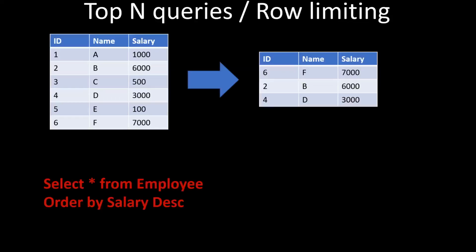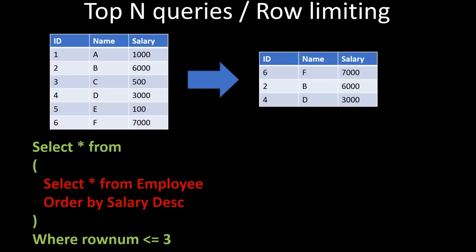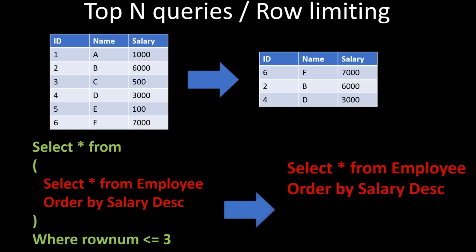The salary records are sorted in descending order. So we want only 3 records. By using ROWNUM, we can achieve this. So by using 2 queries, we need to achieve it before 12c. Now we'll see how it can be simplified by using the 12c feature. So we have sorted the results and we want only 3 records. By using fetch first 3 rows only, we can achieve this.